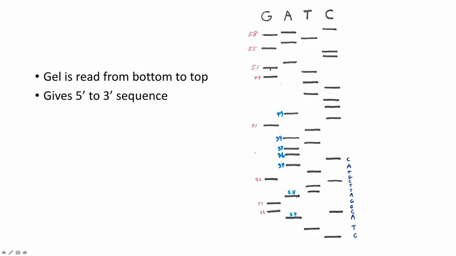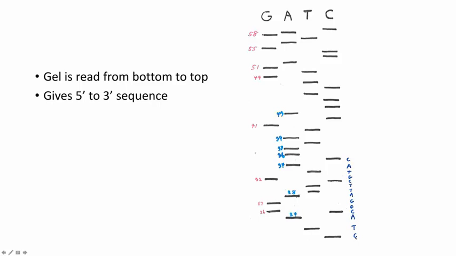So every place there was the sequence ending in G, you're going to get a mark in the G lane. Every place there was an A, you're going to get a mark in the A lane. Every place there's a T, and every place there's a C.